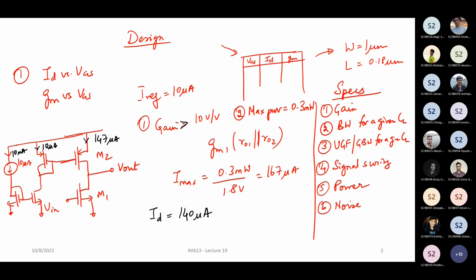Usually, everything will be an inequality. Gain should be greater than or equal to 10 volt per volt. ID should be less than or equal to this much. All these things will typically be inequalities. So let me take this as the example. How will you design? First of all, because I have 10 microamp, I have done a power budget now. And with my power budget, I have said that the current through M1 and M2 is going to be only 140 microampere.